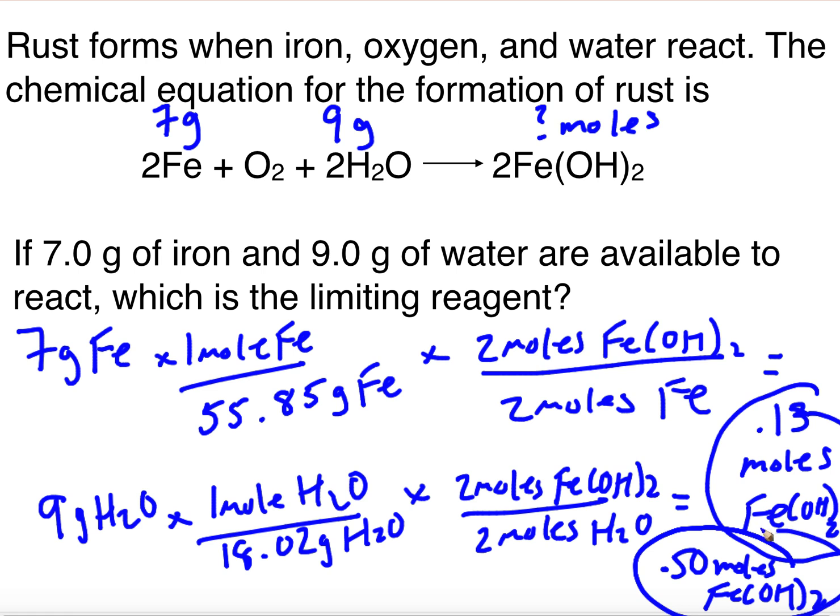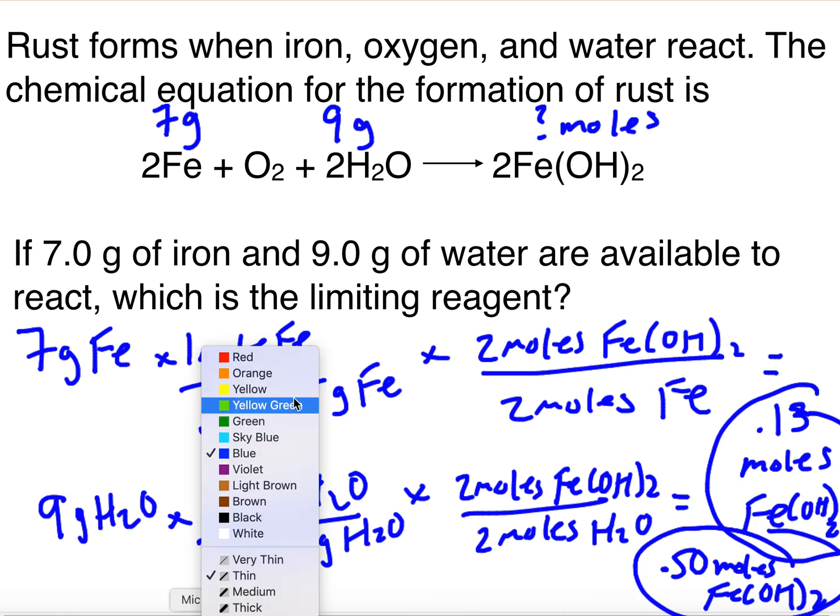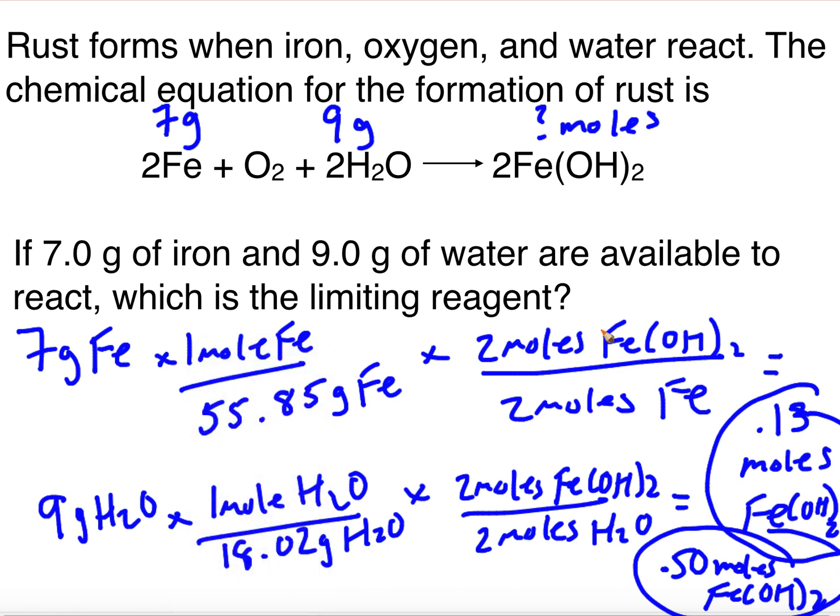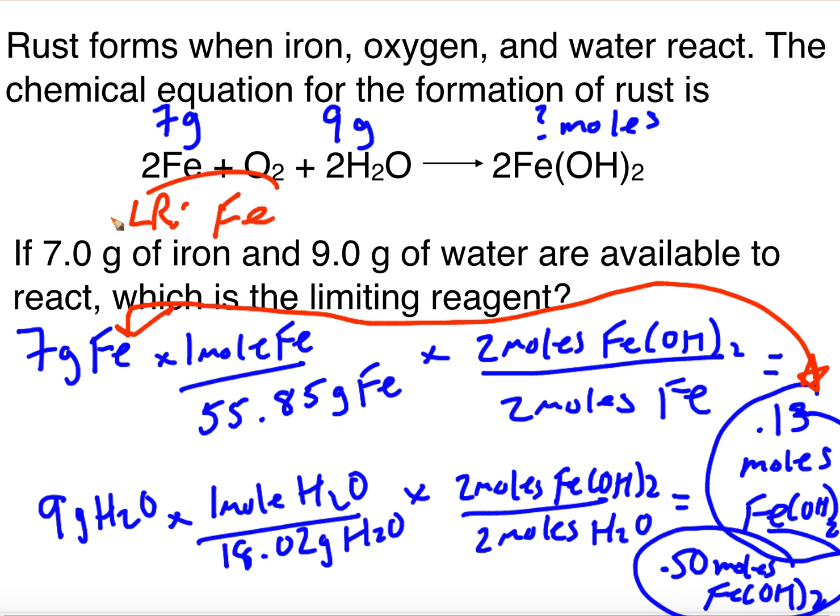We should all see that our smaller number in this case will be 0.13, and this 0.13 was produced from which reactant? Fe, so our limiting reagent will be Fe. And this concludes our video on limiting reactant.